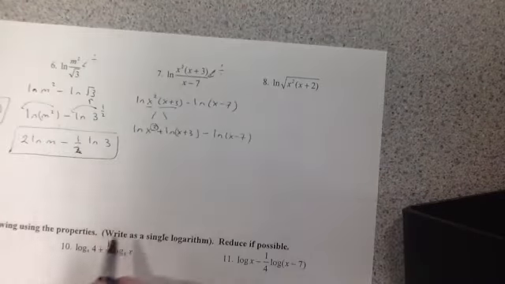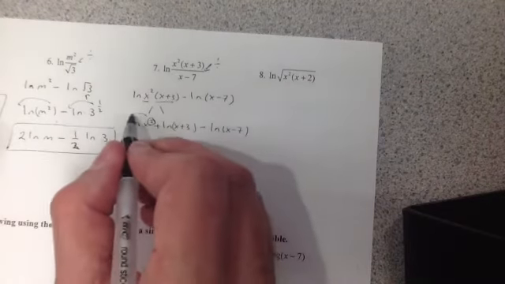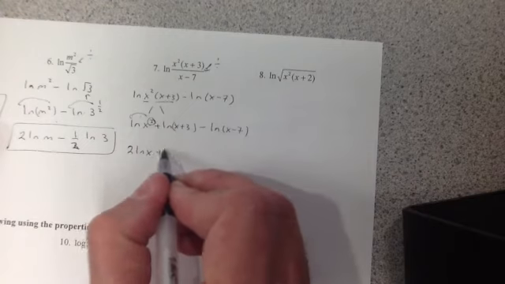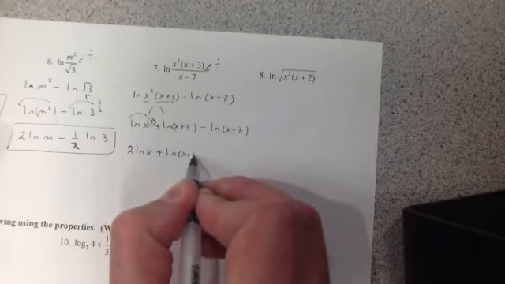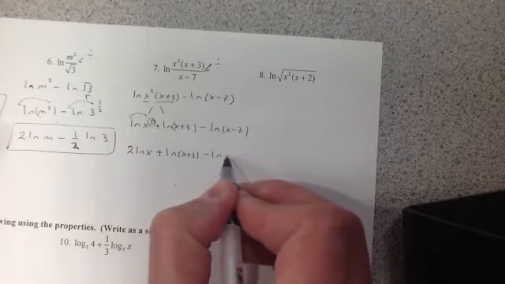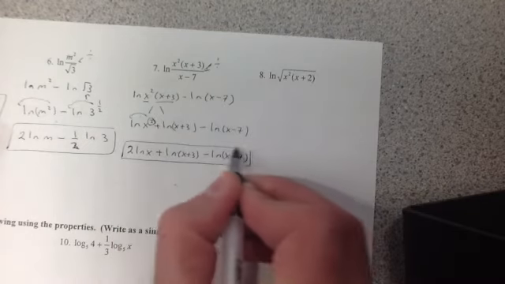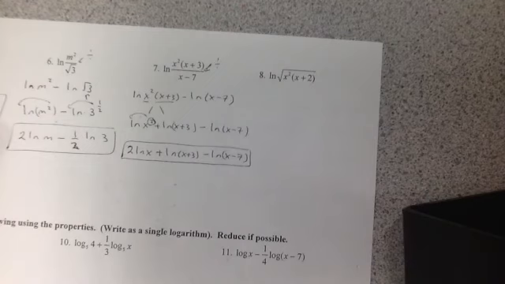And, of course, our last one, we have that power rule. Bring the 2 in front. So we get 2 natural log of x plus the natural log of x plus 3 minus the natural log of x minus 7. And there's our final answer here.